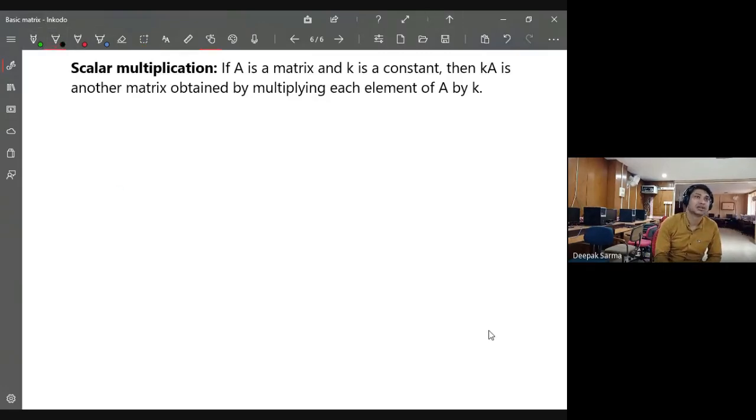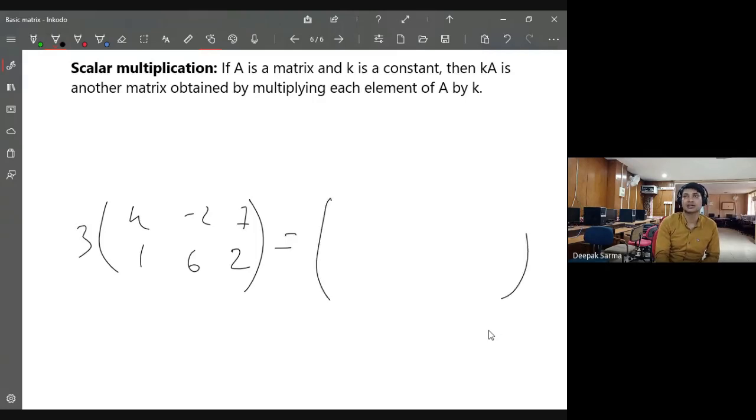Let's take a matrix again, suppose 4, minus 2, 7, 1, 6, 3. This one is a matrix. As you can see, A is a matrix and K is a constant. Any constant, suppose I choose 3. Then what will be the product? I have to multiply each entry by 3, so you can find it easily.